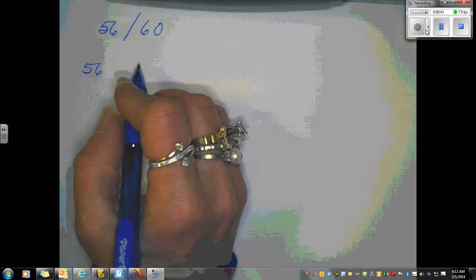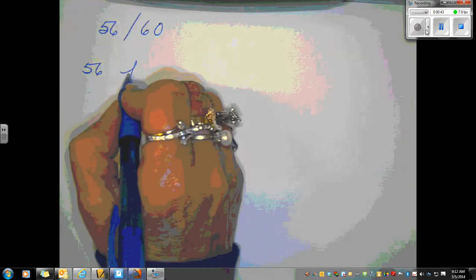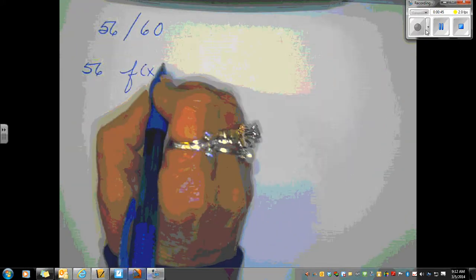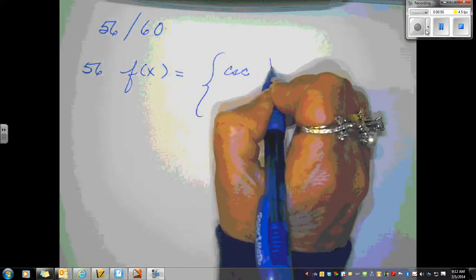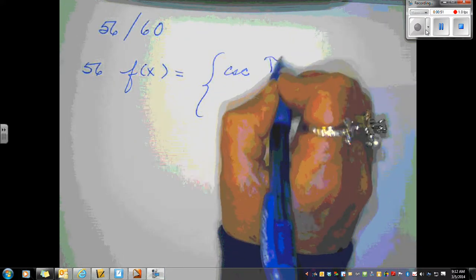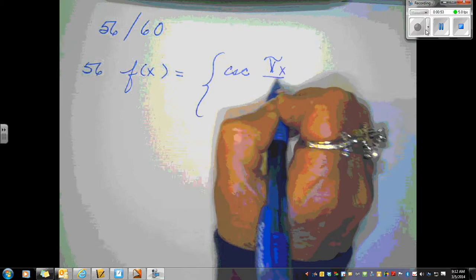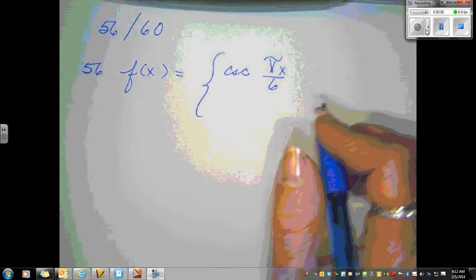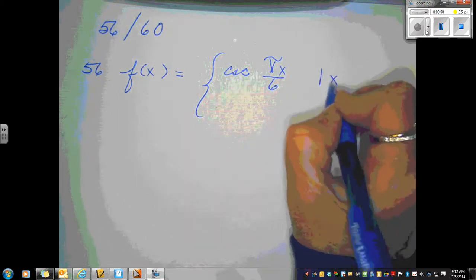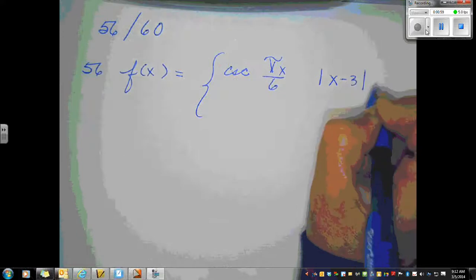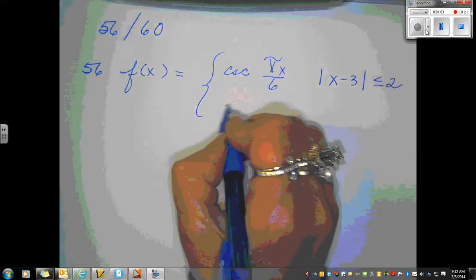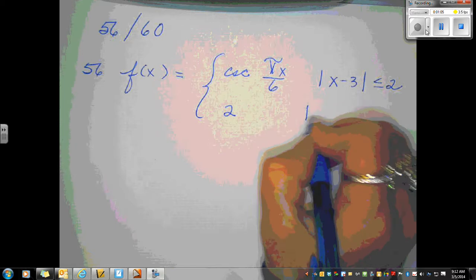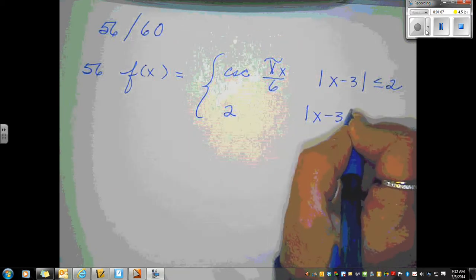56 says f of x equals cosecant of pi x over 6, if the absolute value of x minus 3 is less than or equal to 2, and it says 2 if the absolute value of x minus 3 is greater than 2.